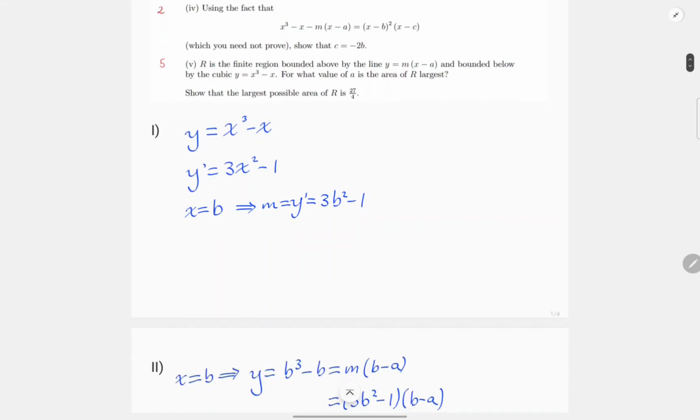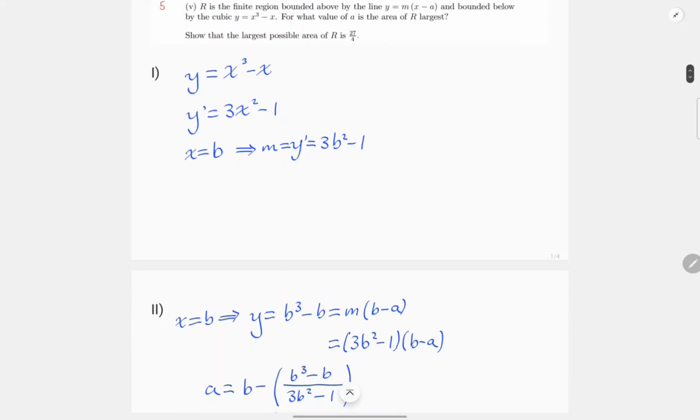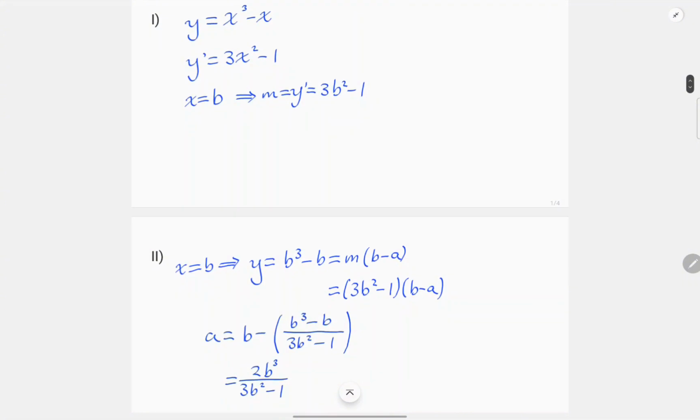Part 2. Firstly, at x equals b, we have y equals b cubed minus b equals m of b minus a. Substituting in the value of m we found from the last part, we have the right-hand side is equal to 3b squared minus 1 multiplied by b minus a. Rearranging for a gives us a equals b minus b cubed minus b over 3b squared minus 1, which simplifies to 2b cubed over 3b squared minus 1.